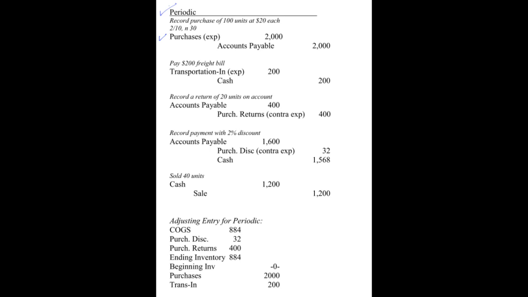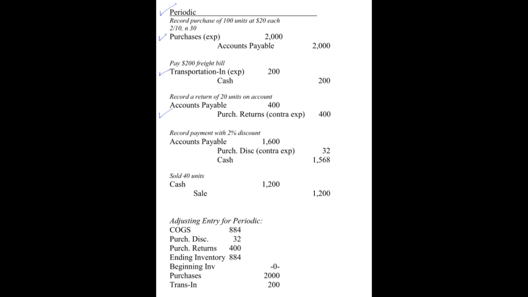When we pay freight to have inventory delivered to us, it gets recorded into a transportation in account, again an expense account appropriately named. When we return 20 units at $20 each, notice we debit accounts payable, and we credit purchase returns and allowances. That is a contra expense account appropriately named. And then move on to our payment.